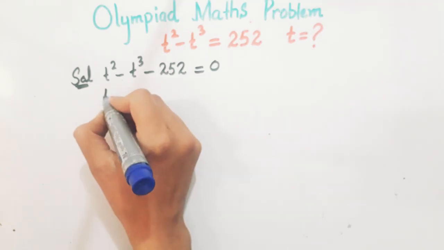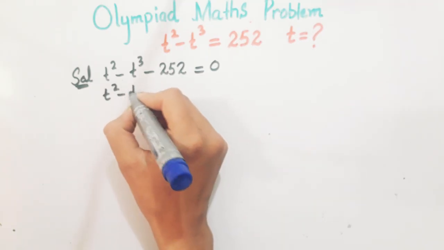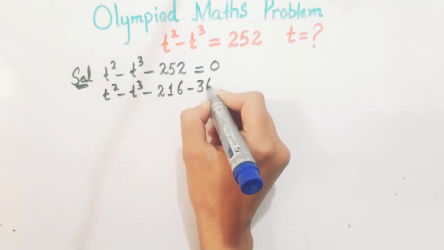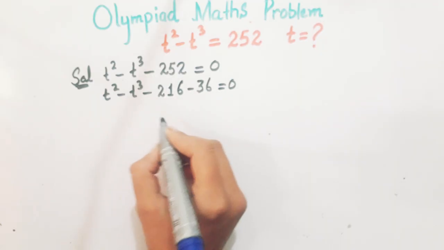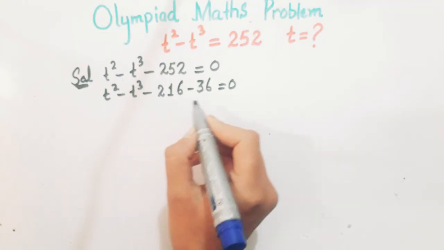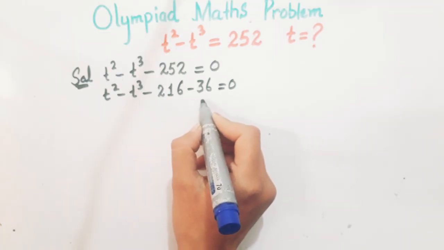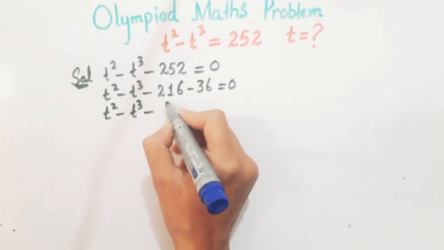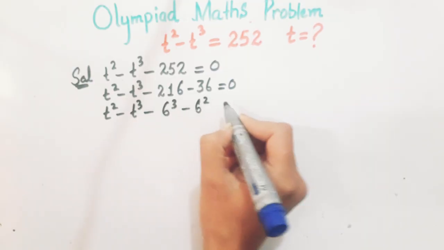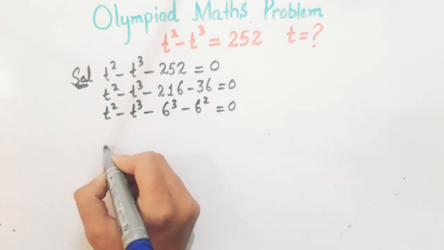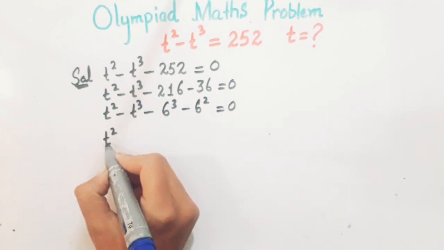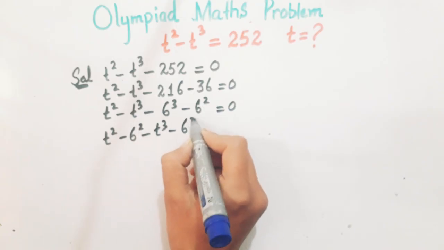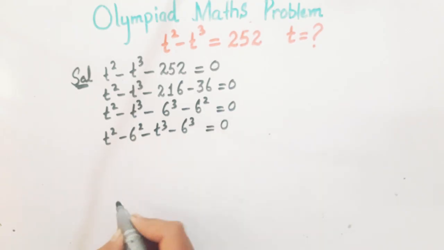Now we can write 252 as 216 minus 36. The reason is that 216 equals 6 cube and 36 equals 6 square. So t square minus t cube minus 6 cube minus 6 square equals 0. Now we will arrange this. So t square minus 6 square minus t cube minus 6 cube equals 0.